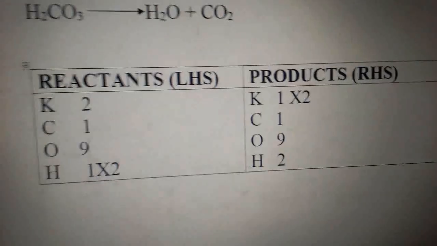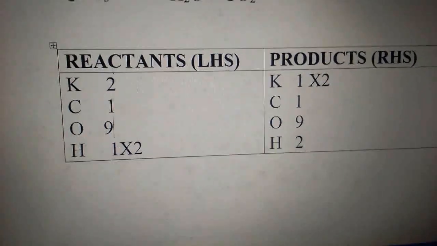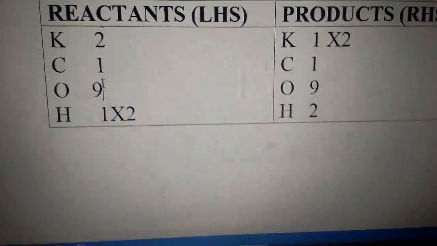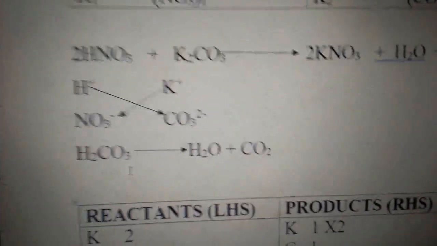Having done that, we have a balanced situation. Potassium is 2, 2 on both sides. Carbon 1, 1, oxygen 9, 9, hydrogen 2, 2, and nitrogen 2, 2. You can check the equation.